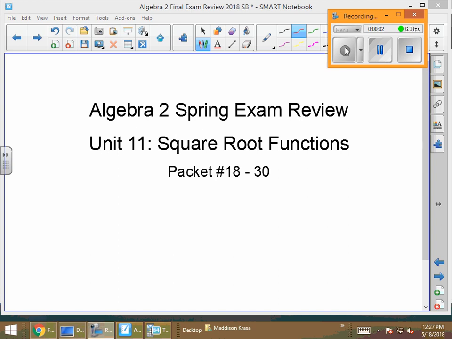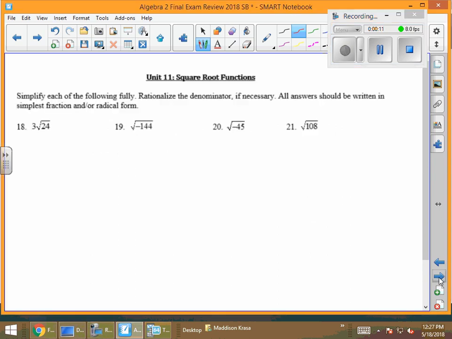Okay guys, this is the Unit 11 exam review video for May 2018 Algebra 2 Spring Exam, dealing with some square root functions. For the first set here, we're just breaking down square roots. If we have a denominator that has a square root in it, we want to make sure that we rationalize that and get that radical out of the denominator.